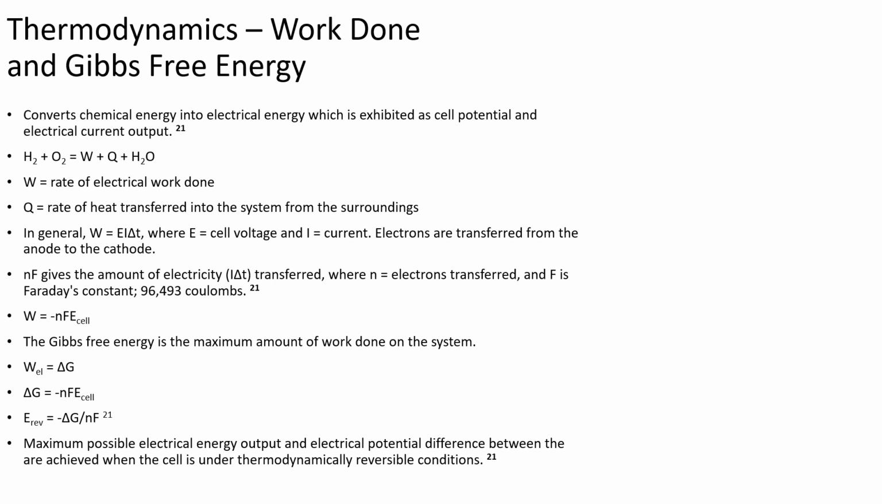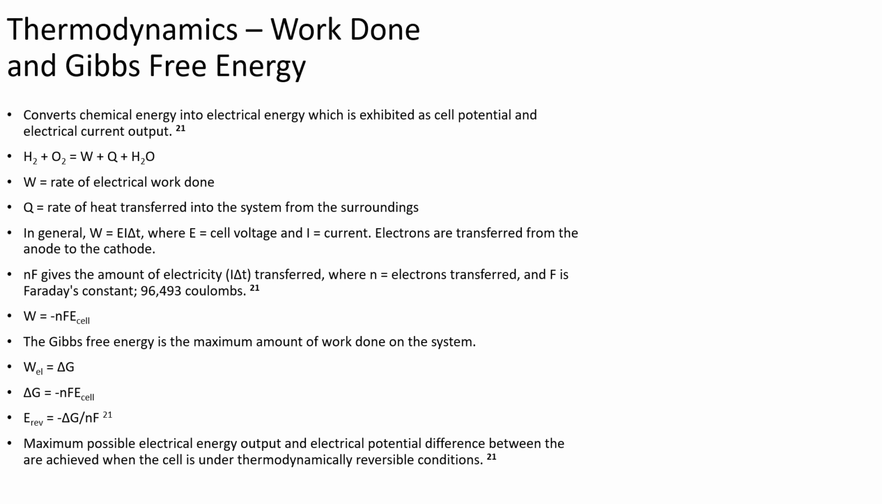As we know, hydrogen fuel cells are used to generate electricity. This is accomplished by converting chemical energy into electrical energy, which is then exhibited as cell potential and electrical current output. The equation for this conversion is hydrogen, which is the fuel, plus oxygen, to produce water as the product. As you can see, there's a W and a Q in the equation, and so the W denotes the rate of electrical work done, and the Q denotes the rate of the heat transfer into the system from the surroundings at a constant pressure and temperature.